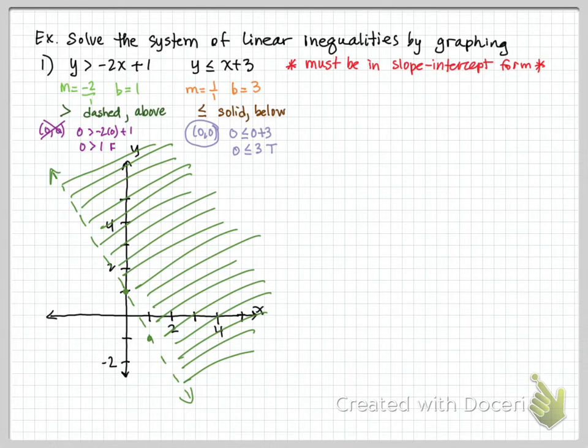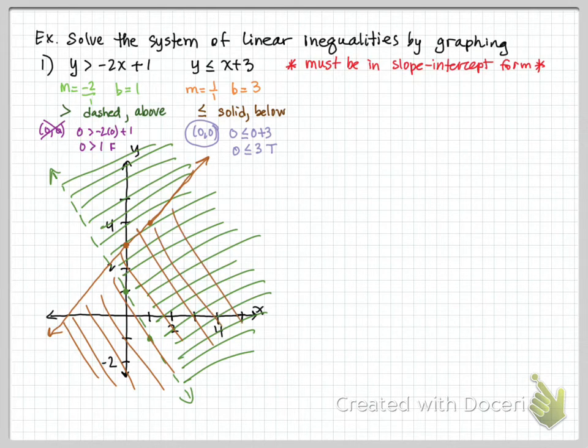And then we're going to go to where b equals 3. We're going to rise up 1 and to the right 1. So this is going to be a solid line. And we're going to shade below, which will cover 0, 0.